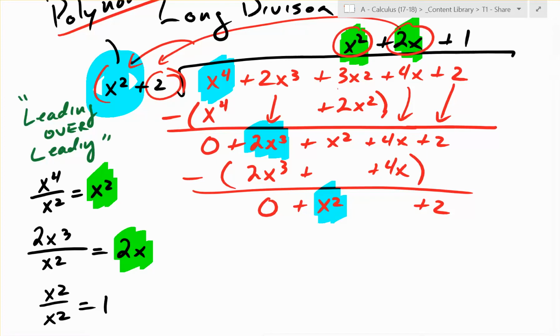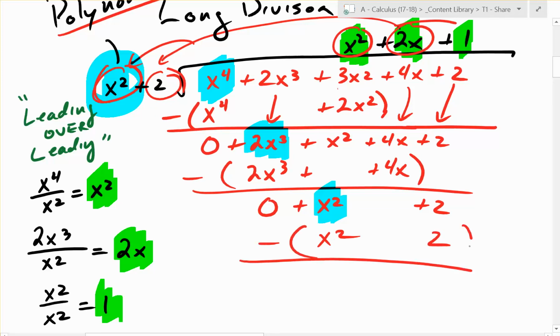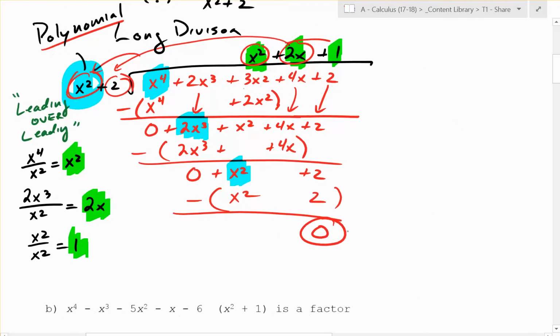Put the 1 up here, 1 from there to there, and now you multiply by this one. So it's going to be 1 times x squared is x squared, and 1 times 2 is 2. You subtract, and look, it comes out to be 0. The remainder, what we're left with here, is 0. It should be 0 because if something is a factor, when you divide it in, it should divide evenly.